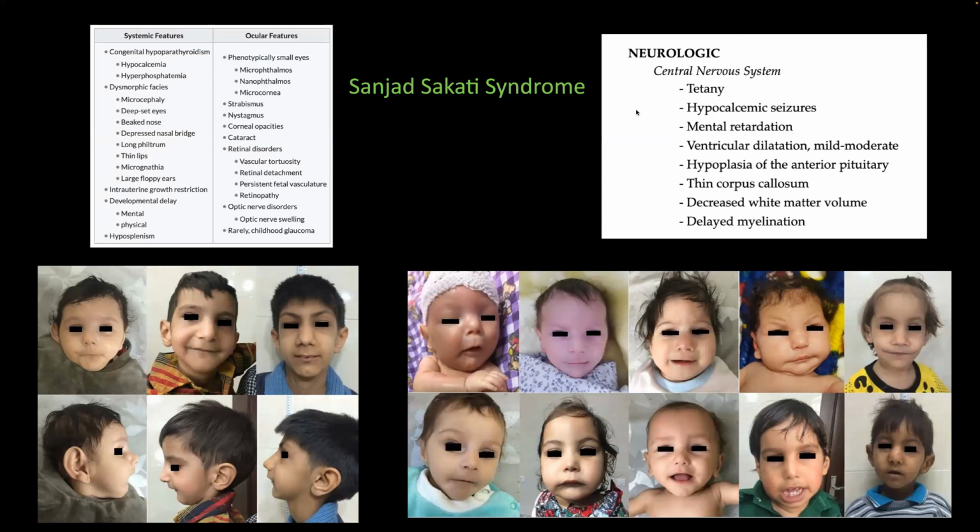So at least the described findings of the syndrome are hypoparathyroidism, hypoplastic pituitary, abnormal corpus callosum, and some degree of myelination abnormalities. They can have various systemic features, dysmorphic facies, which I think some of the features are seen in our index case. Ocular abnormalities can also be seen. Intellectual disability is another feature, and they usually belong to the Middle Eastern areas. So if anyone has any related cases or experience, that would be helpful.